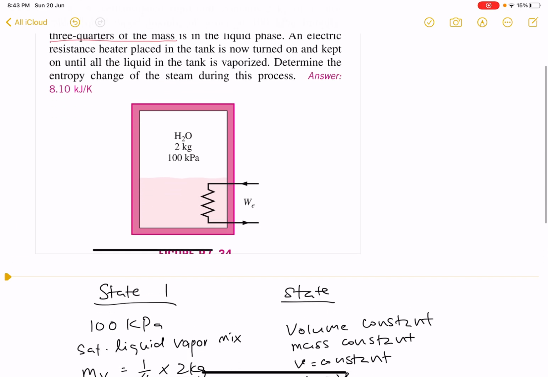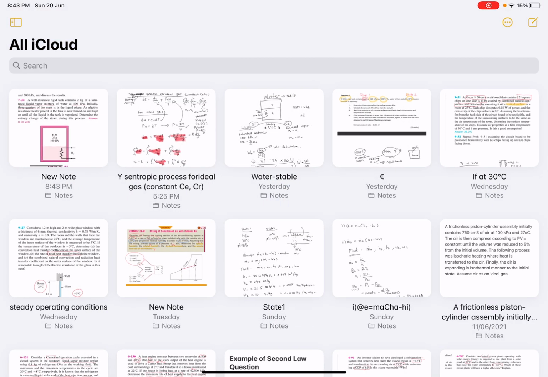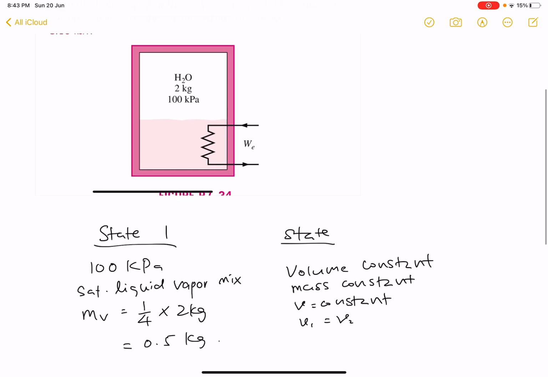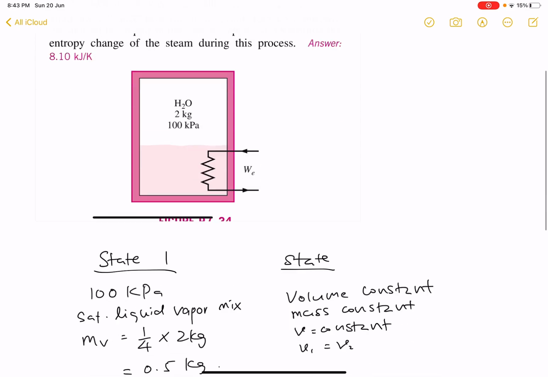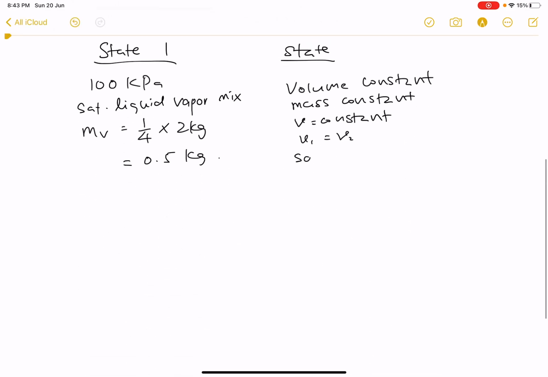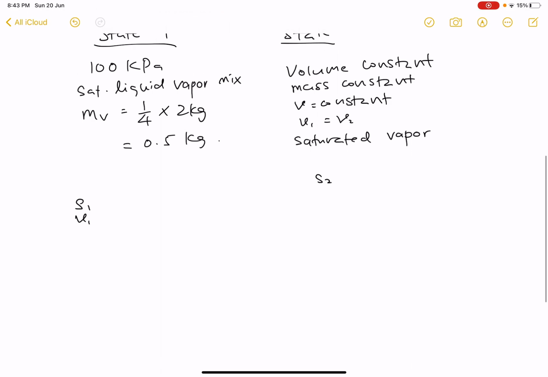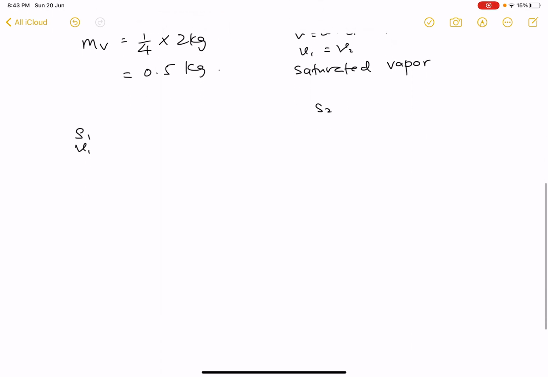It also said that all the liquid in the tank vaporizes, meaning it becomes saturated vapor. So to get the entropy change, you need S1 and also v1 at state 1, and you also need to calculate S2. First we find S1.